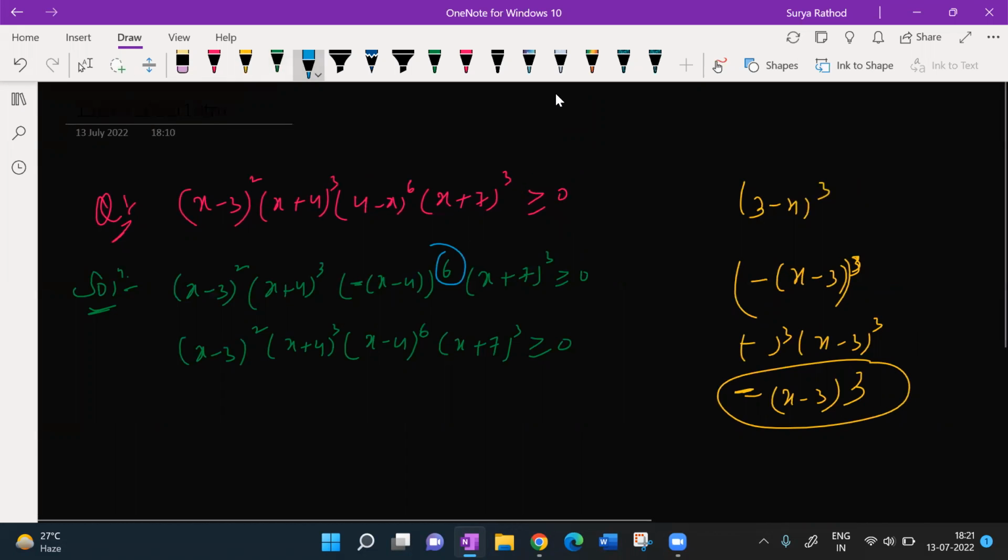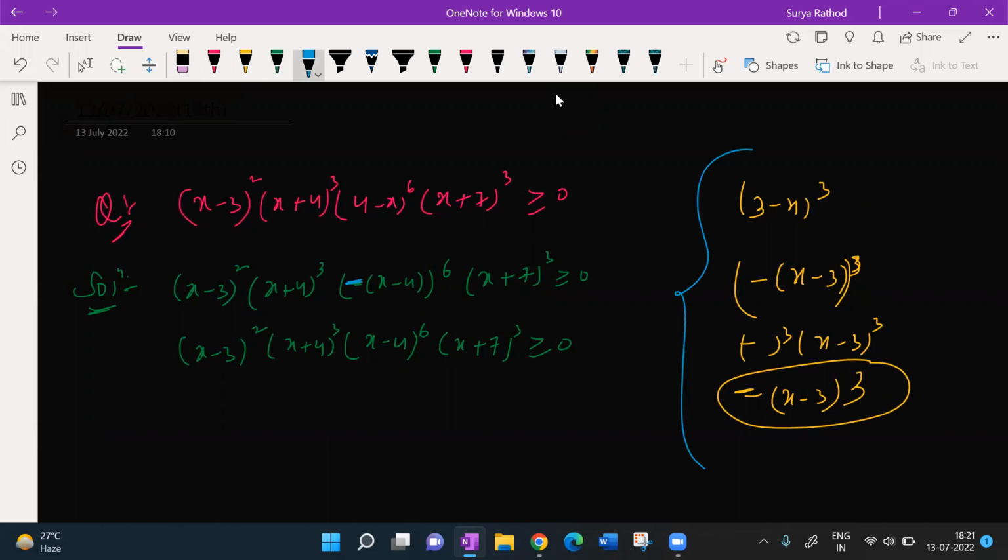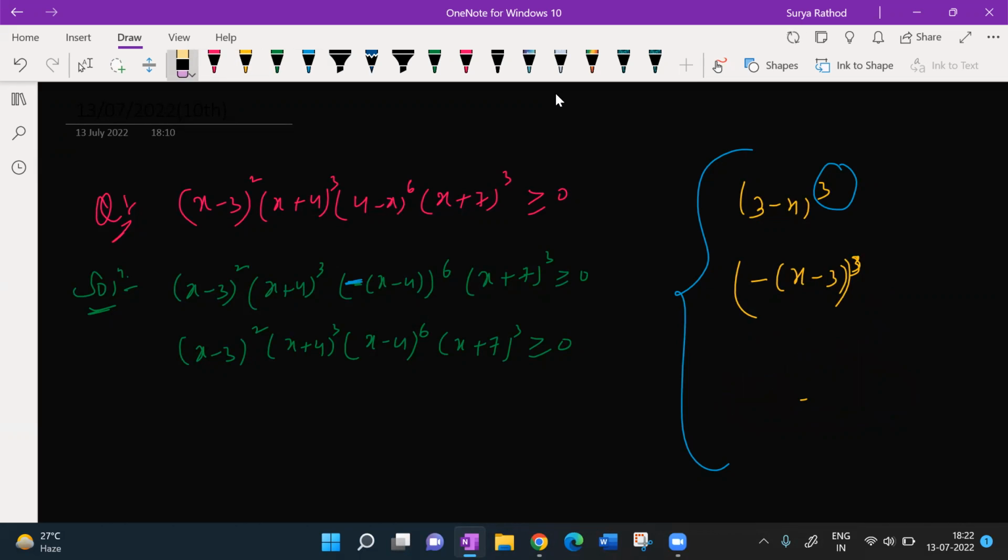Why? Because you have even power here. Whenever you have even power, if you take minus common and you still have even power, what is going to happen? Inequality is not going to change. In this type of case, look at this, the power is odd. If you take minus common, the inequality is going to change. Why? Because again we get negative. So that is the reason.